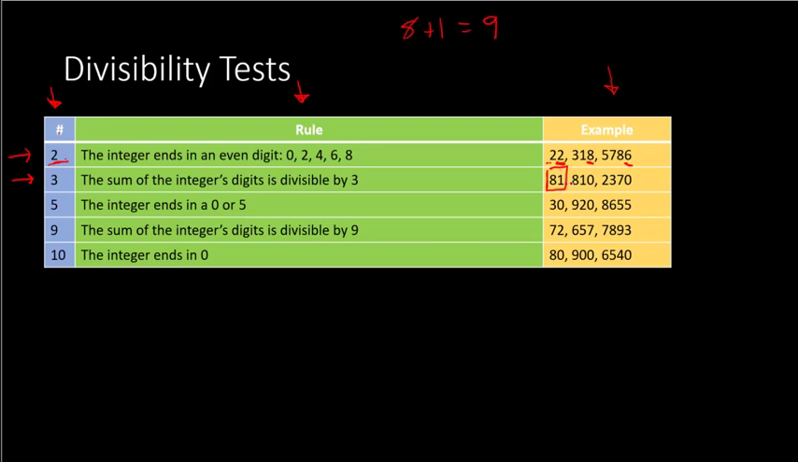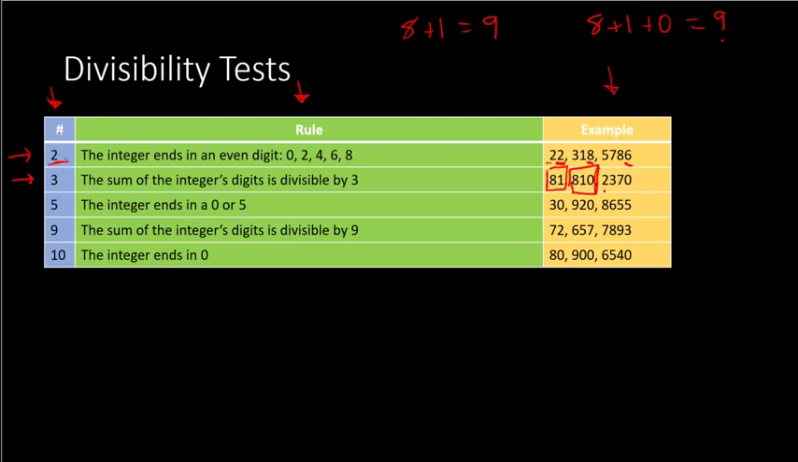All right, same thing here. We have 810. So 810, if we add up all the digits, 8 plus 1 plus 0, that would still equal 9, right? So because we can divide 9 by 3, 9 divided by 3 is 3, that means we can divide 810 by 3. So that is the step, or the process for that one.